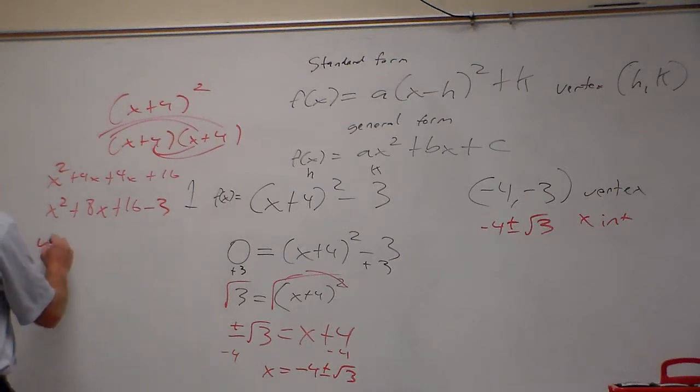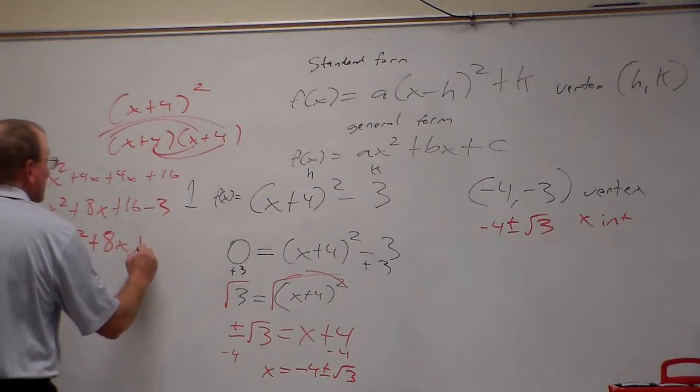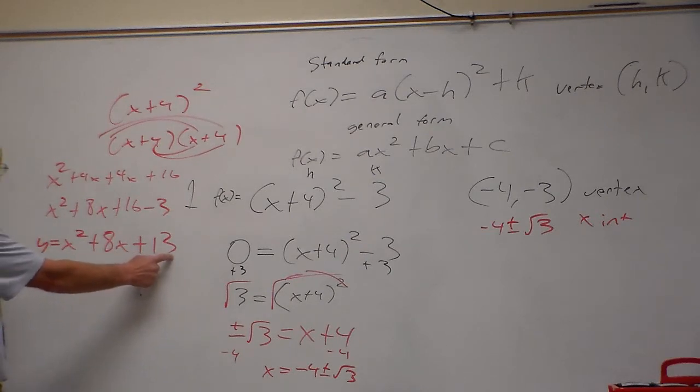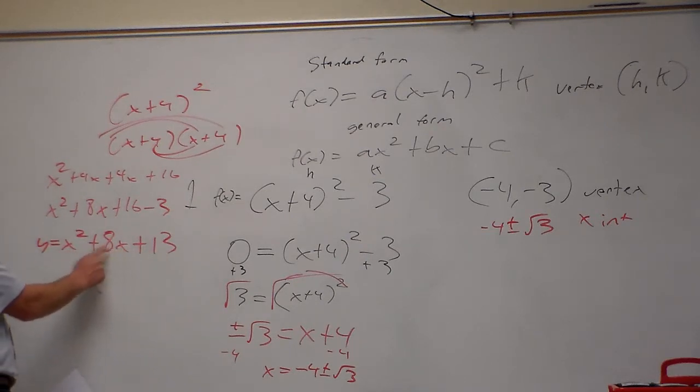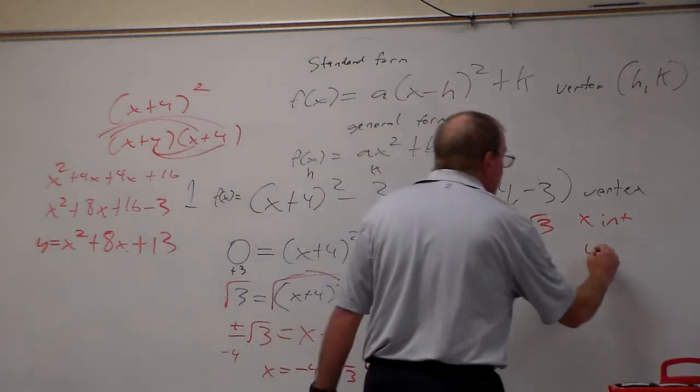So b is 13, so negative 3 plus 13. Guess where the y-intercept is? Right there, at 13. I knew that, because if x is 0 and you plug it in, guess what happens to all these numbers? They go away, right?